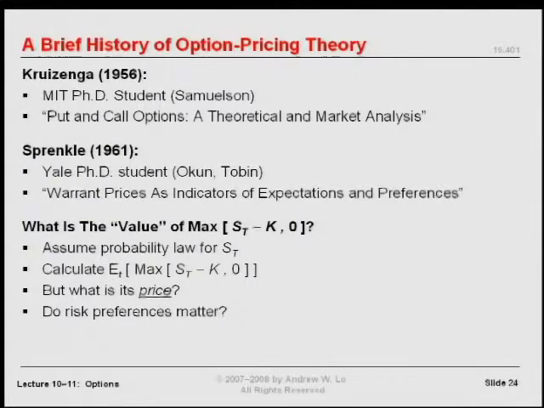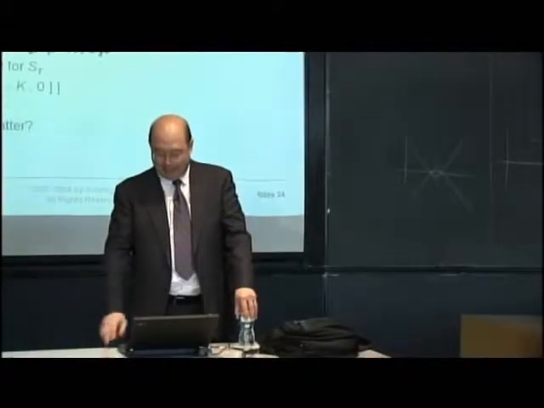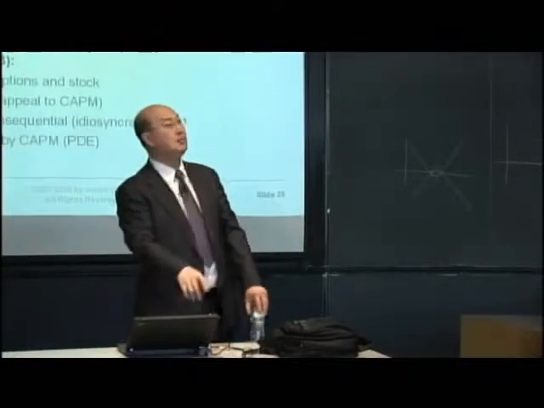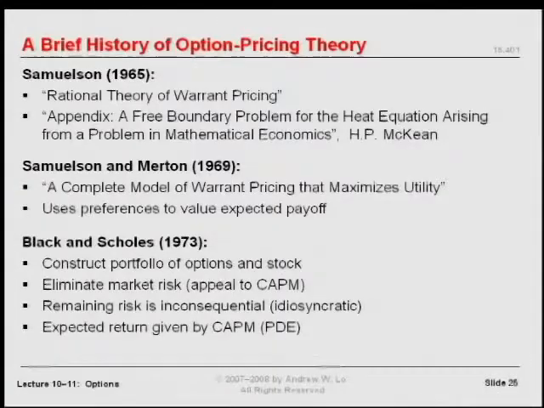But he wasn't able to come up with a pricing formula either. And there were a number of other attempts to try to come up with the appropriate pricing formula, including attempts by Samuelson in '65, where he had to make assumptions on individual preferences in order to get a price. That didn't work out. And then Samuelson and Merton in '69, they tried to come up with a pricing formula that was preference-free, and they still couldn't do it.